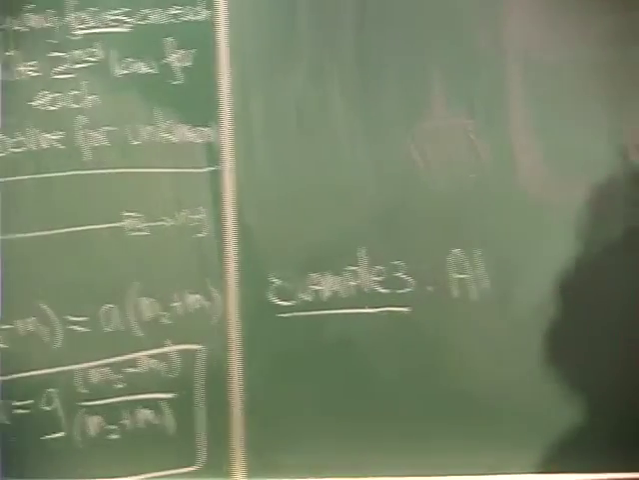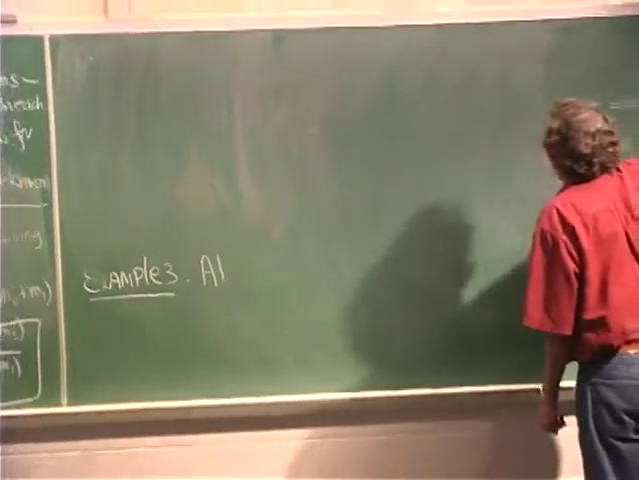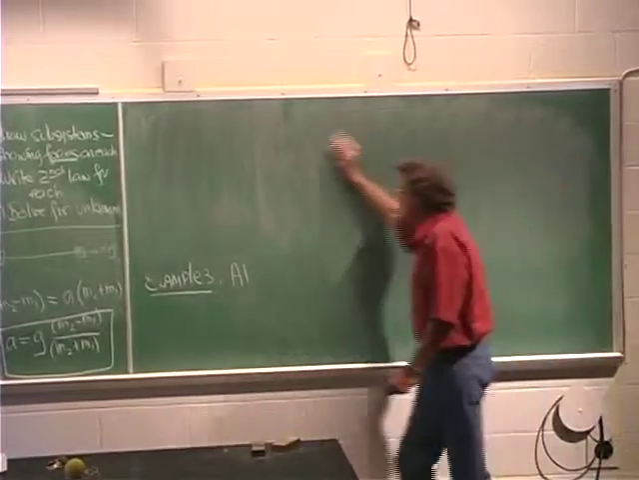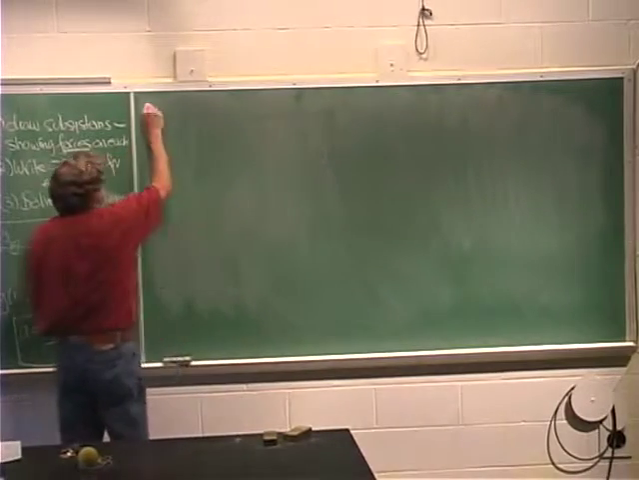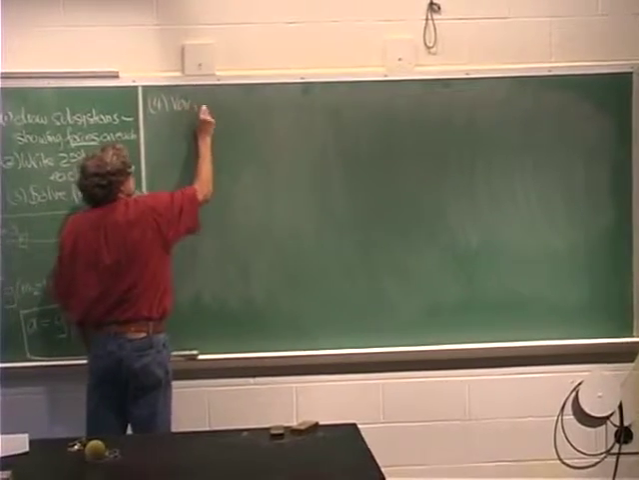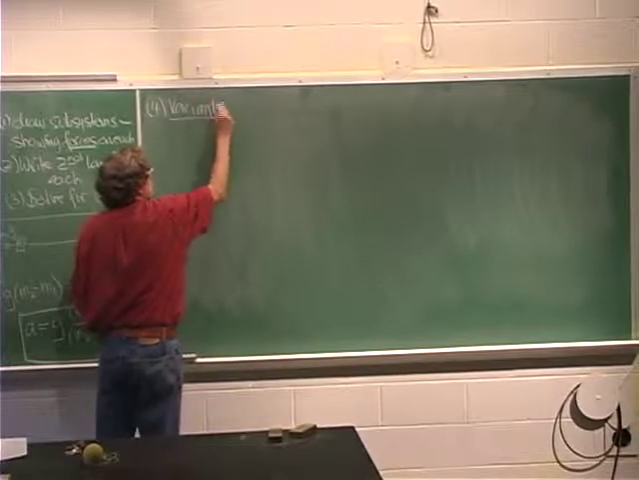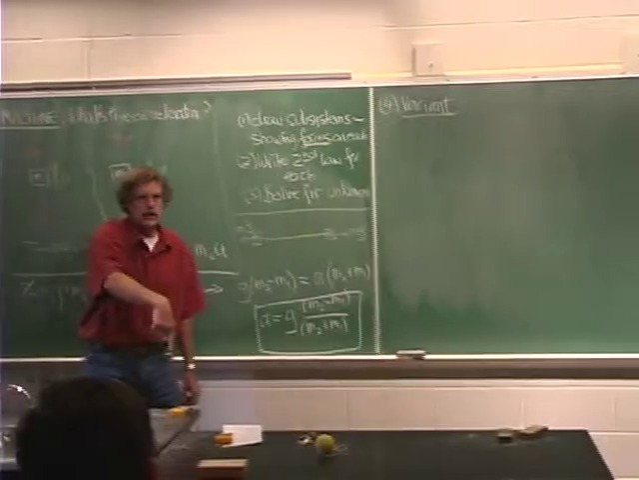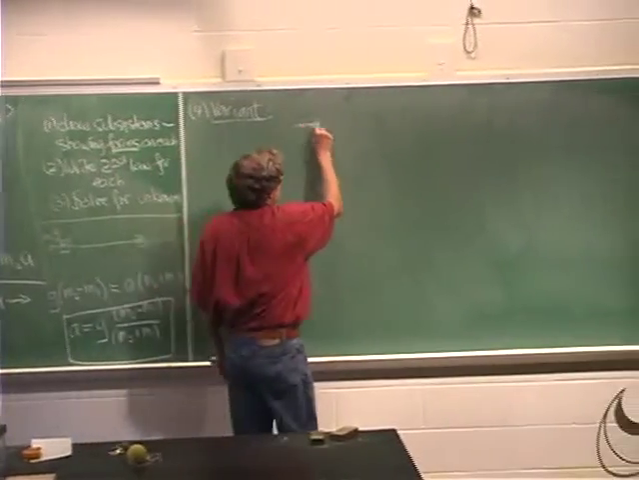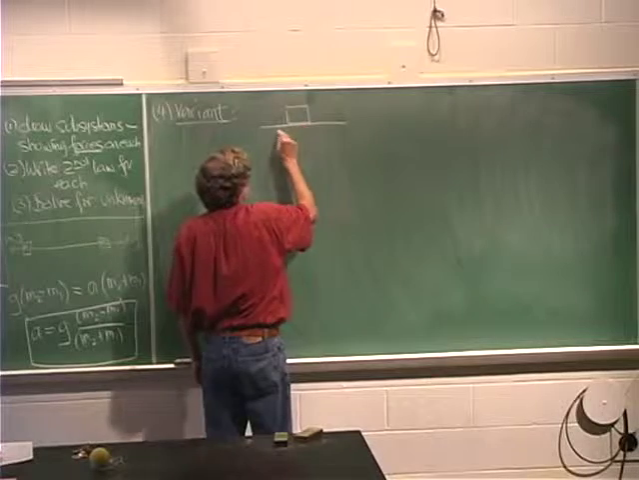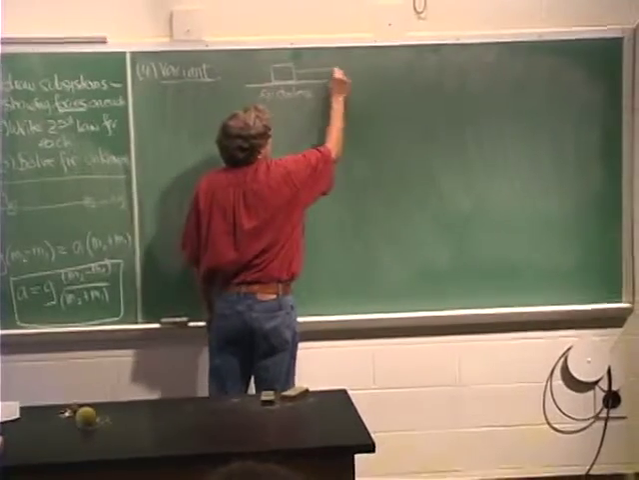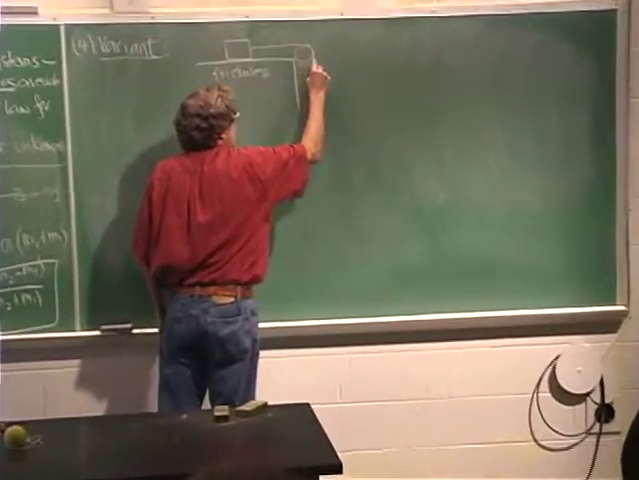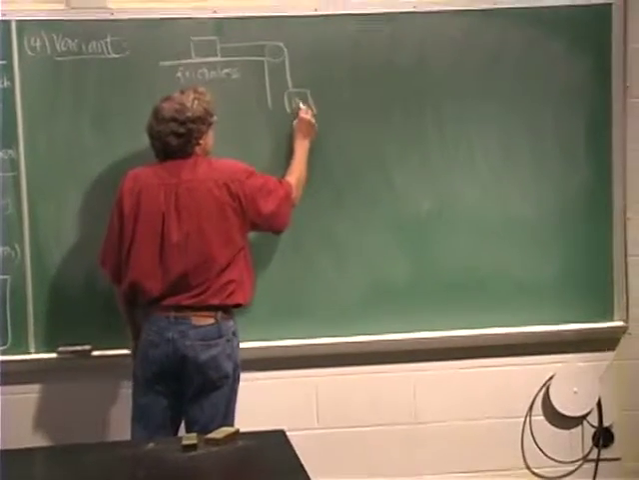What are we up to? 4. A variant on Atwood's machine, actually a little bit simpler than you think. This is when I have one mass hanging down and the other one sitting on a frictionless table. And here's the pulley, and here I have a mass hanging. So this is M2 and this is M1.